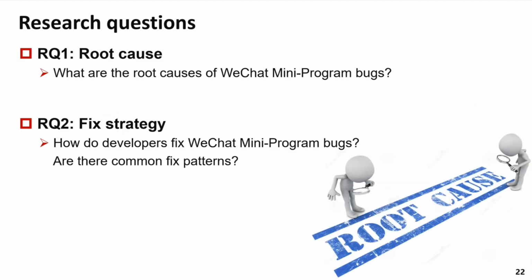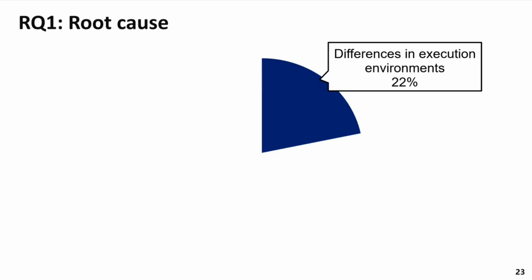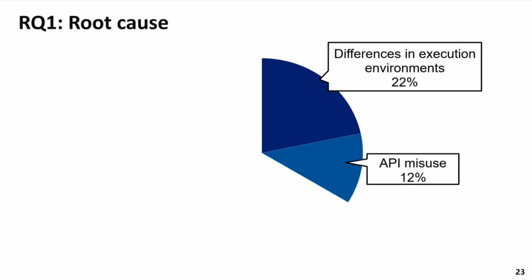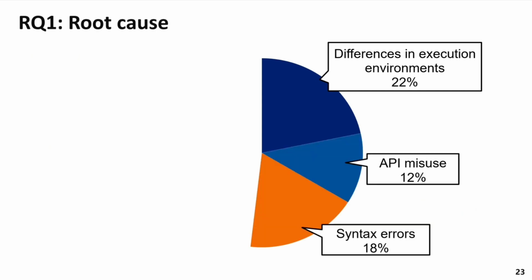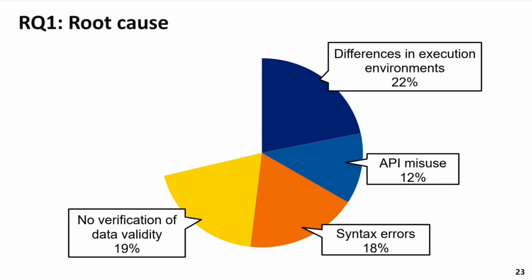version. To understand V-Bugs, we try to address 2 research questions. What are the root causes of V-Bugs? How do developers fix V-Bugs? Are there any common fix patterns? We identify 6 types of root causes. The first is the differences in execution environments. Next is API misuse. Syntax errors also can happen in WeChat mini programs.